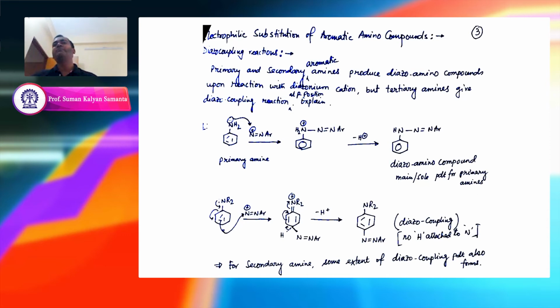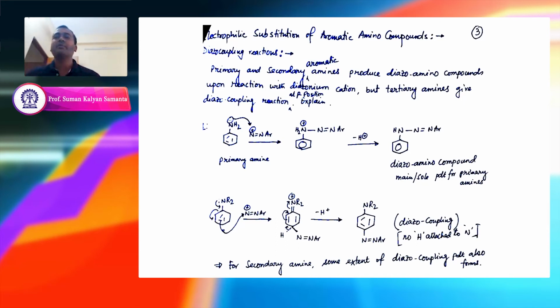Okay. But sometimes for, let's say, primary amine, the second step sometimes becomes the rate determining step. Okay. So the order could also change. Okay. But more or less, yeah.